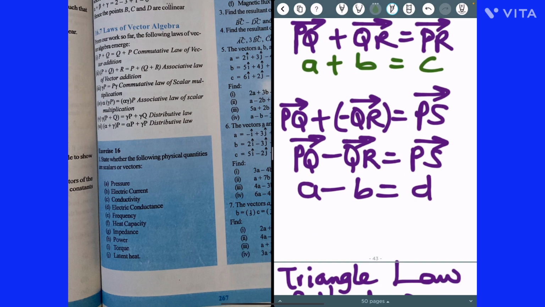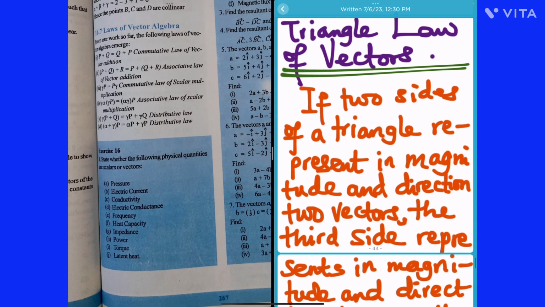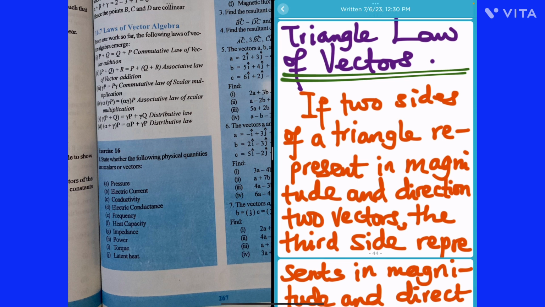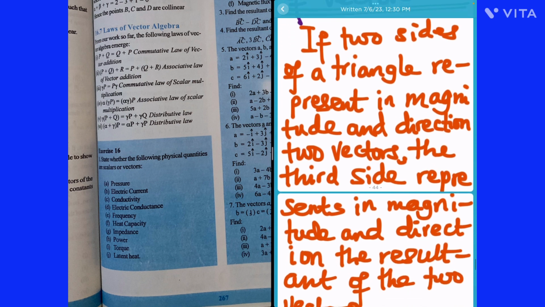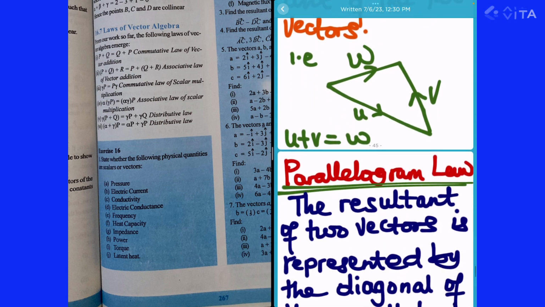So then we go straight to the triangle law of vectors. It says that if two sides of a triangle represent two vectors in magnitude and direction, the third side of the triangle represents their resultant in magnitude and direction.